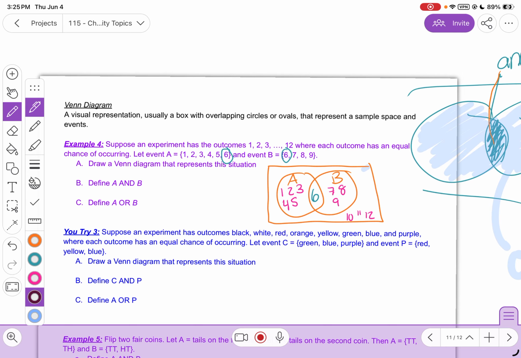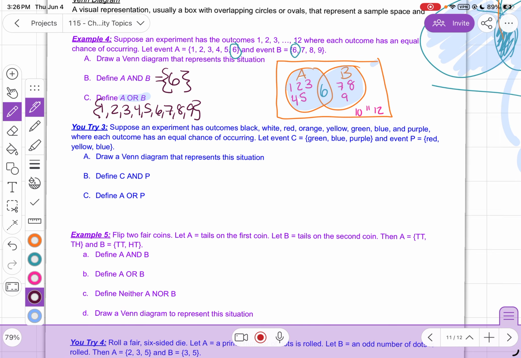Now, A and B is the overlap. So that would just be 6. A or B is everything in the whole circle area. So A or B is 1, 2, 3, 4, 5, 6, 7, 8, 9. 10, 11, and 12 aren't in the circles, so they're not in either. So you try 3, pause the video, and then come back when you're ready to check.